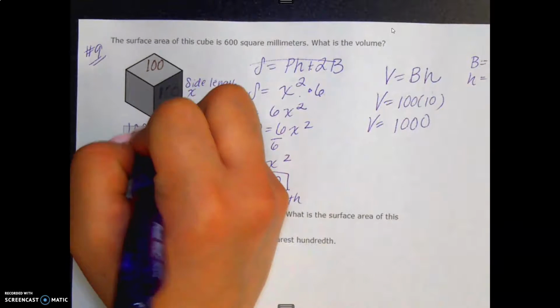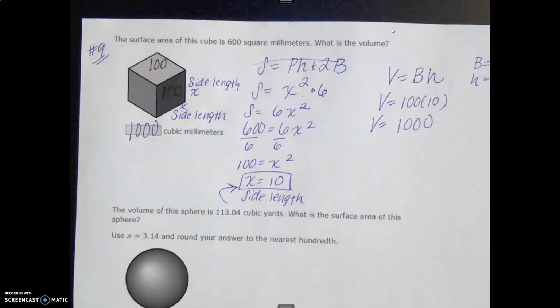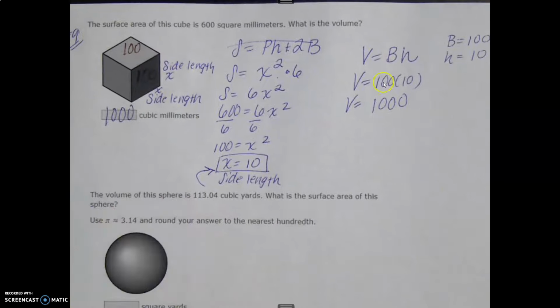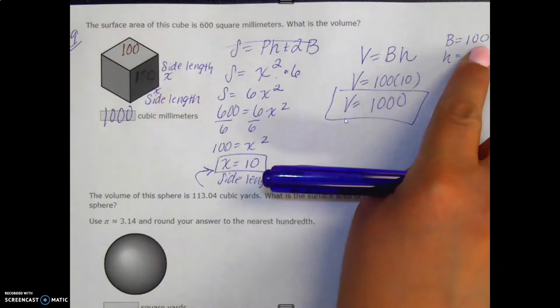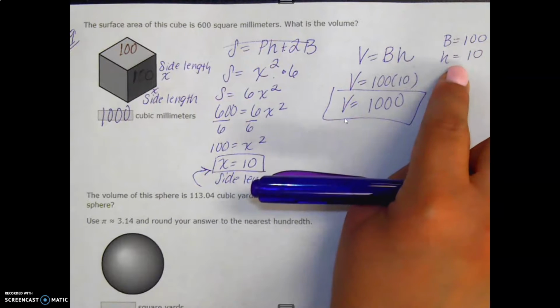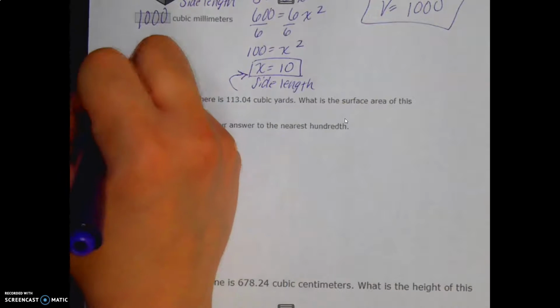All right, so my surface area was 600. What I had to do was solve and figure out what my side lengths were. Once I found my side length, I plugged that into my volume formula. Another way to do it for cubes or rectangular prisms is length times width times height, which would be 10 times 10 times 10. Or you could find big B, which is what we did, times the height, and we got 1,000.